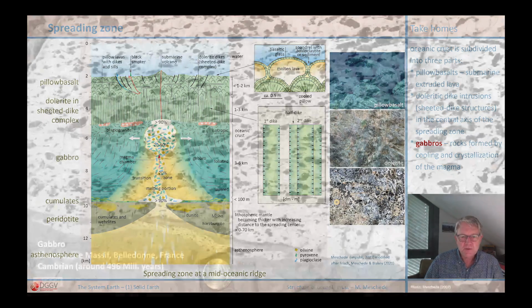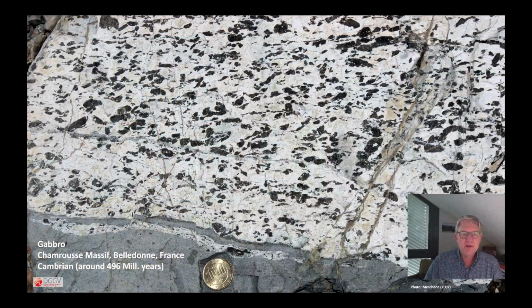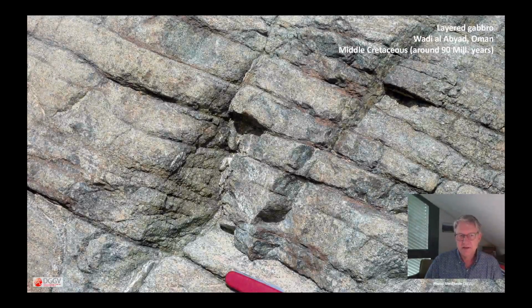This is what gabbros look like. The black minerals are pyroxene and the light ones are plagioclase. You can't see it in the photo, but you will also find a small amount of olivine in the rock. Sometimes the gabbros also show layers, that is, the layered gabbro. However, it should not be confused with the sheeted-dike-complex. This layering is due to cooling effects in the lower part of the magma chamber.